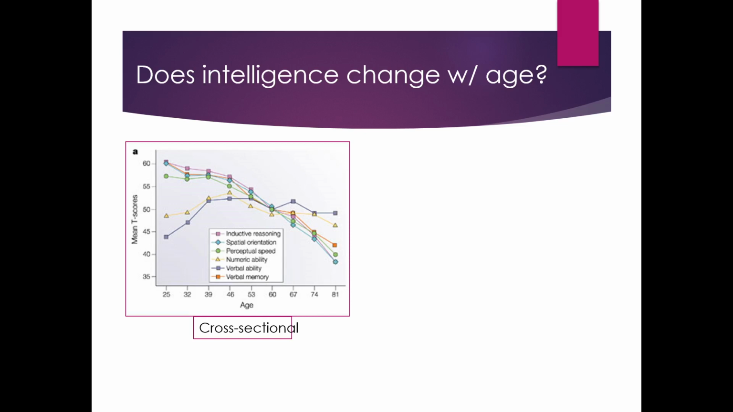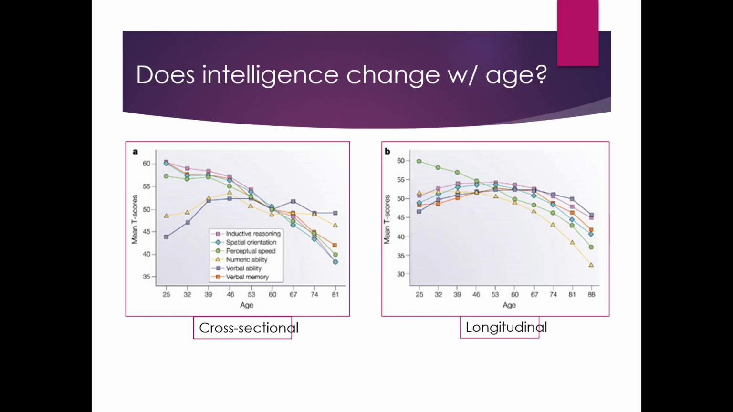The things that don't follow that cliff pattern, even in correlational data, are numeric ability, which looks pretty stable across the lifespan, and then verbal ability, pretty stable across the lifespan. It kind of increases in middle adulthood, stays there, and then starts to decline a little bit. But I mean, they're pretty stable.